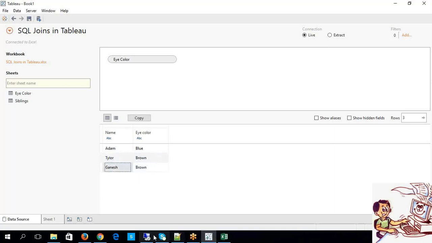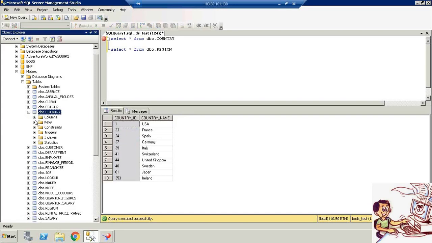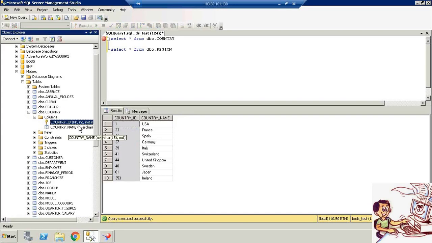Now look at this. You have country. If you observe here, in this country table you have unique data, which means it is not a repetitive value. And if you look at this country table, you have what?